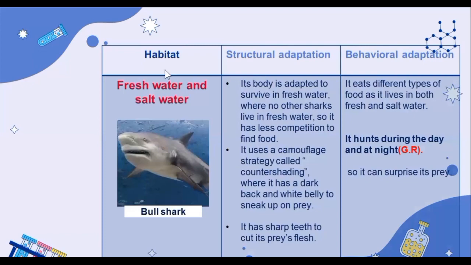يبقى تاني عندي الهابيتات بتاعت البول شارك fresh water and salt water. The structural adaptation. Its body is adapted to survive in fresh water where no other sharks live in fresh water, so it has less competition to find food. It uses a camouflage strategy called countershading, where it has a dark back and white belly to sneak up on prey. It has sharp teeth to cut its prey's flesh.